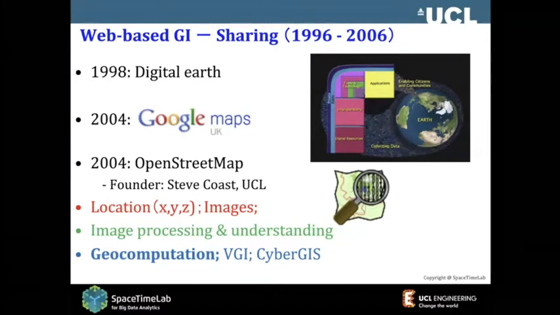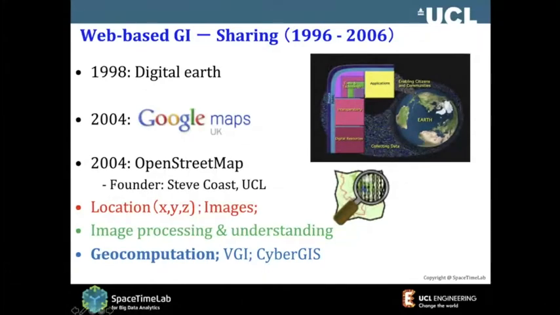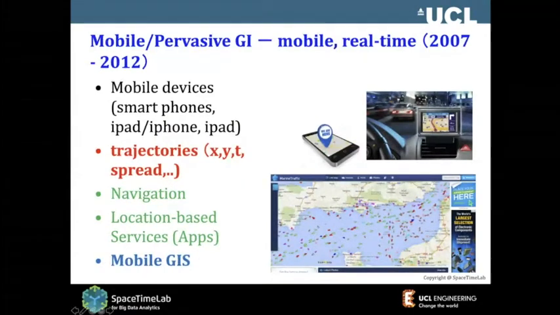At that time, we had location information, more images, and also three-dimensional data in space and time. A lot of folks also combined GIS with image processing, and we used the term image understanding. Also, Stan Openshaw showed the book AI in Geography, and the term geocomputation started. Of course, we also had cyber GIS. Then, moving on, with smartphones we had pervasive GI, real-time information, navigation, and location-based services. We called ourselves mobile GIS.